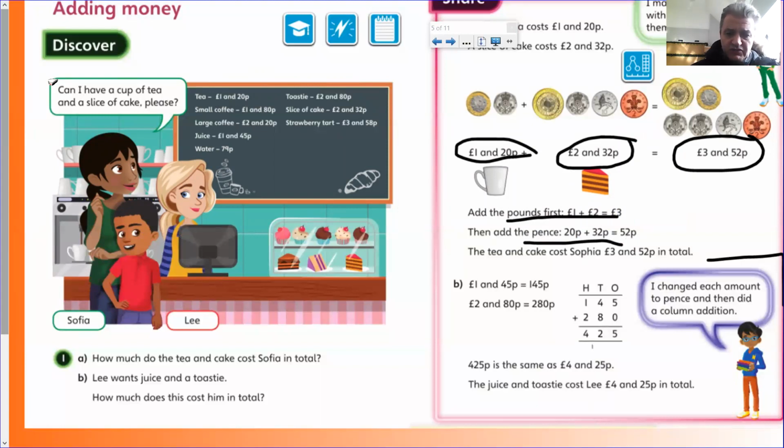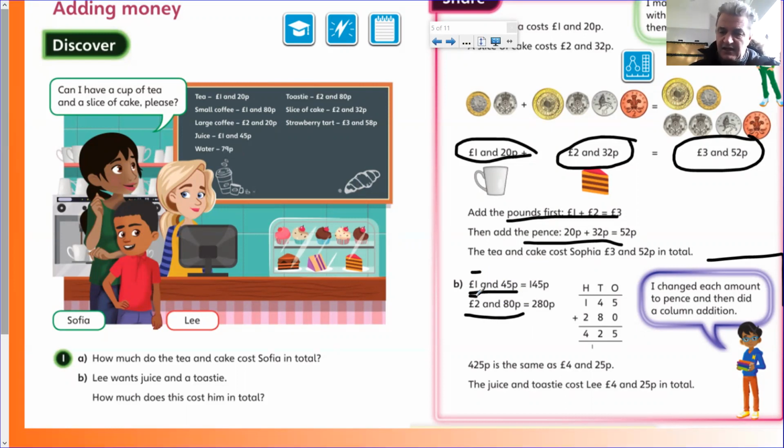Lee wants juice and a toasty. Juice and a toasty. So here we go. Juice, how much does juice cost? £1.45. Okay, it's £1.45. I know that. How much does a toasty cost? A toasty costs £2.80. Now, I think you could add up the pounds first here. You could add up the pounds, that's fine.